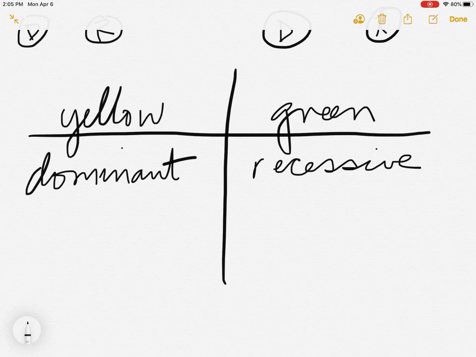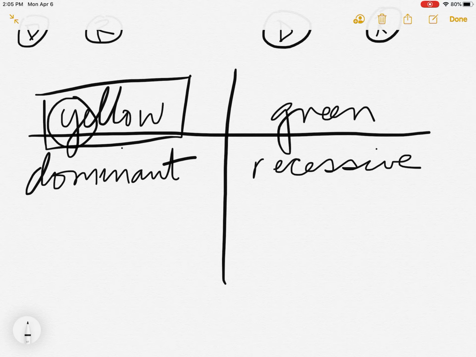Okay, now we need some symbols. We can't just keep calling it dominant, recessive, D and R, because it's different traits. So what we do is this. We take the dominant trait, which in this case is yellow, and we use the first letter of yellow, and we call it capital Y, to represent the dominant allele, the form of the gene that produces yellow. Now, the green is the recessive, but we're not going to use a G. We're going to use the same letter because we want to understand that these belong to the same trait of color. So for the recessive, we're going to use a small y.